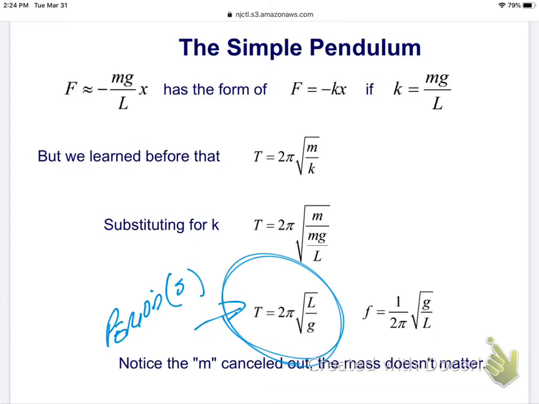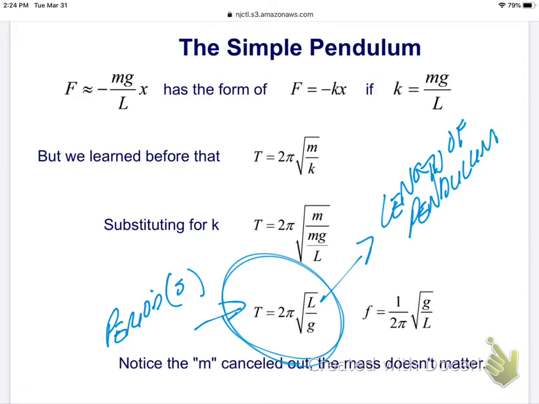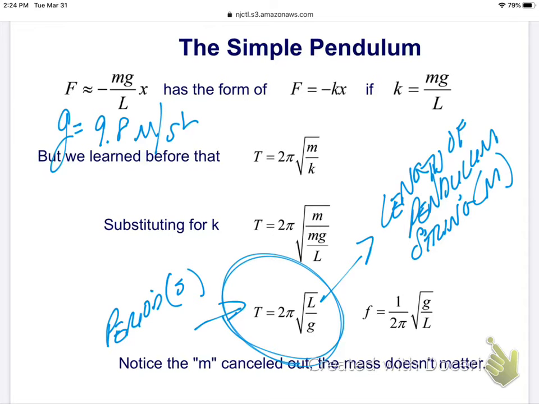2 and pi are constants. Pi is 3.14. And L is the length of the pendulum string. And we measure length in meters. And G is another constant that's equal to 9.8 meters per second squared. That's just one of those numbers that you kind of have to remember.